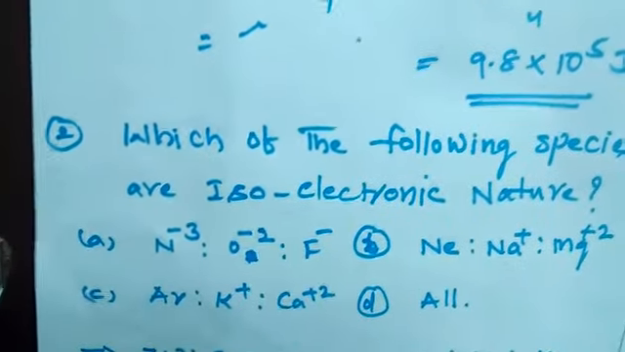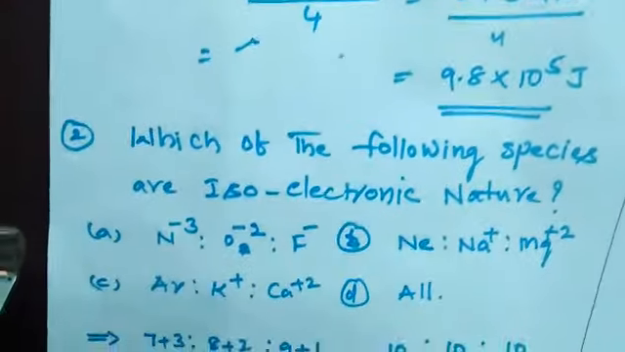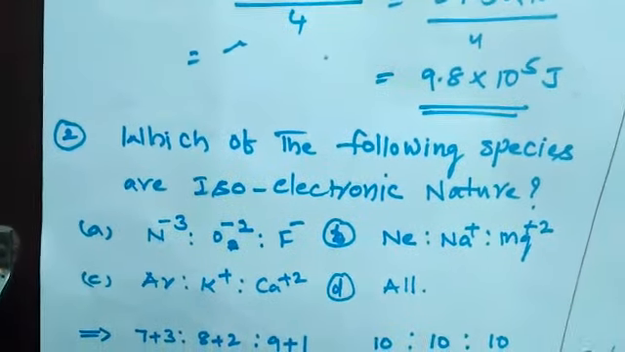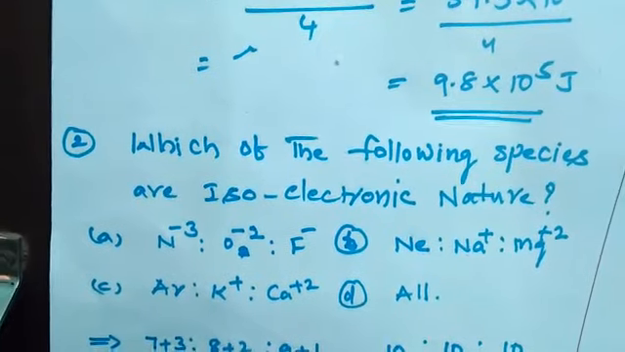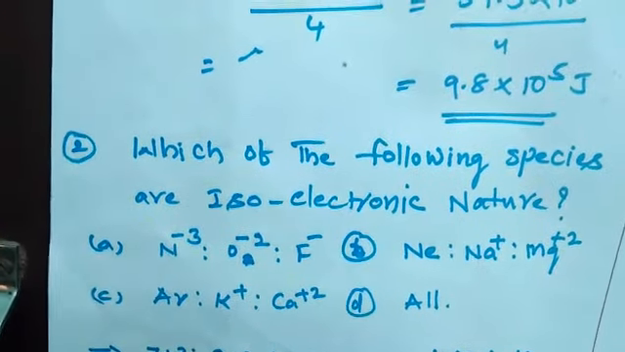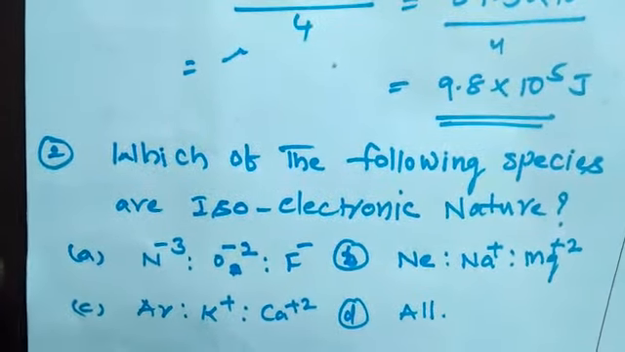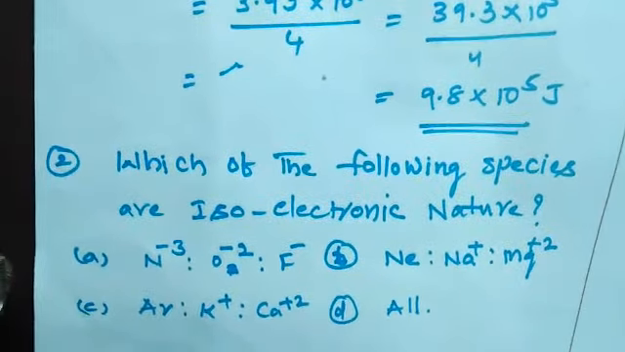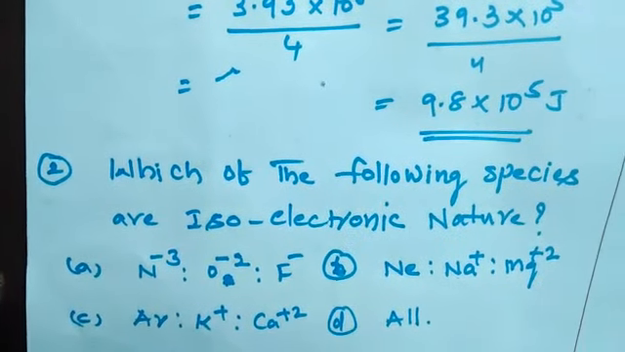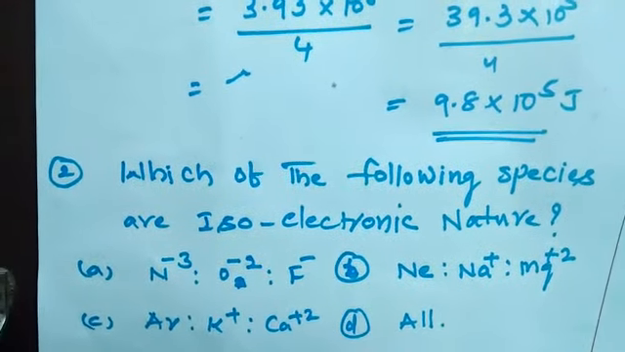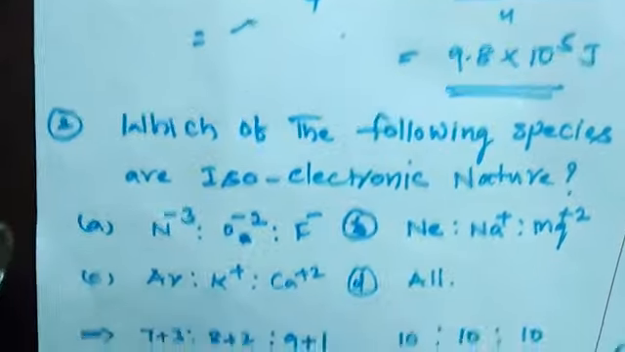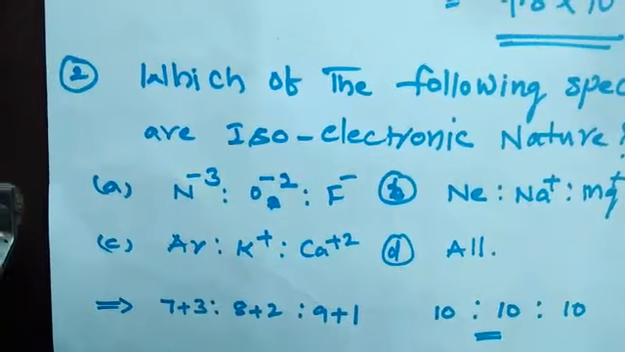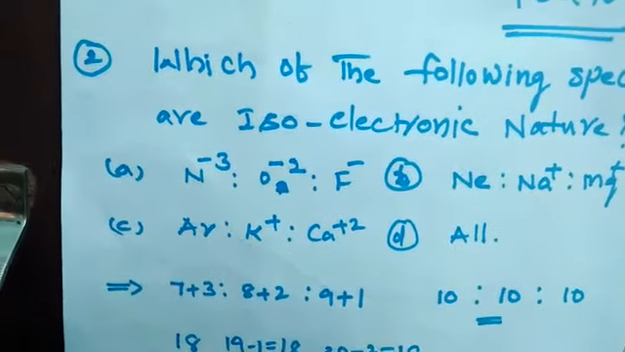Again, we can explain another important problem. Look here. Which of the following species are isoelectronic species or isoelectronic nature? Before going to discuss this one, what is the meaning of isoelectronic? Isoelectronic means species which have the same number of electrons. So look here, they give the options A, B, C, D, where D is nothing but all.